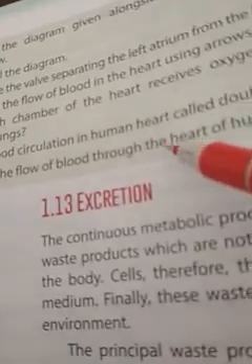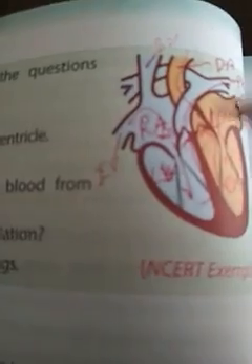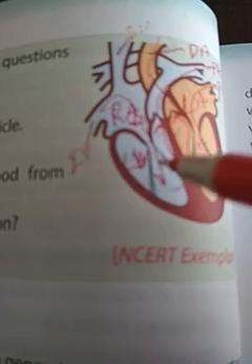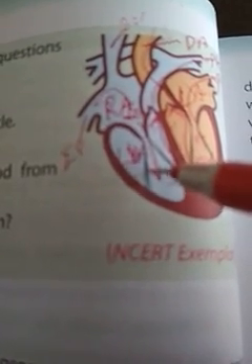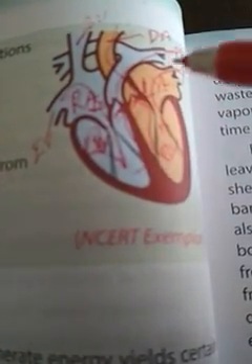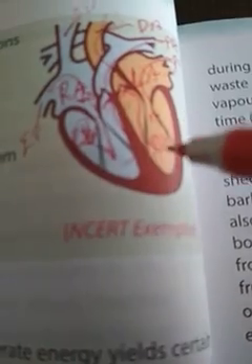Next, describe the flow of the blood through the heart of the human being. This is the description that you can write: the blood comes by the superior vena cava and inferior vena cava into the right atrium, then goes to the right ventricle, and then it goes to the lung. From the lung it comes to the left atrium, from the left atrium to the left ventricle, and from the left ventricle it goes to the dorsal aorta and different parts of the body.